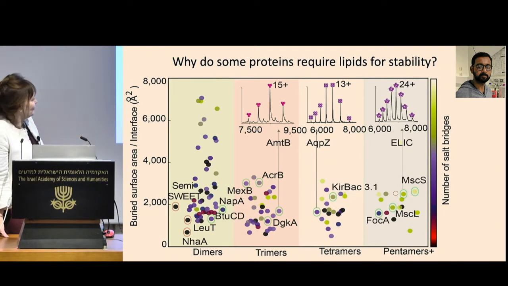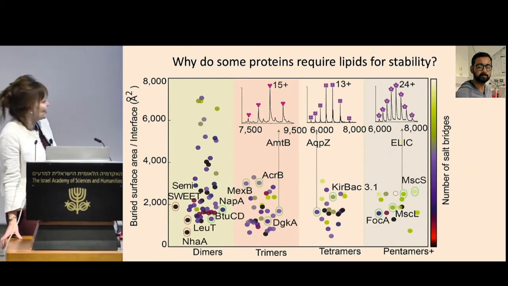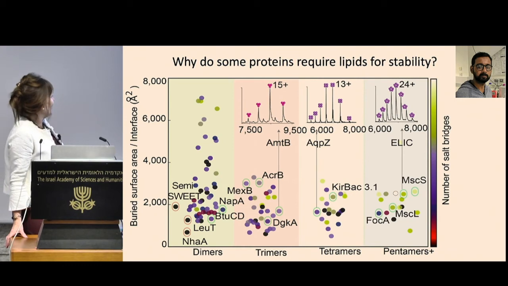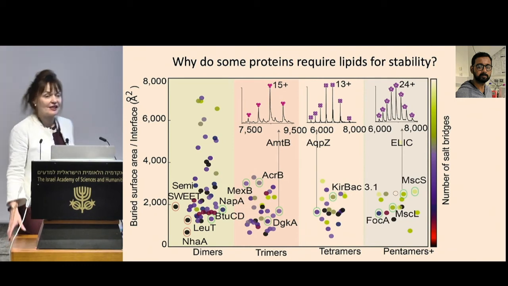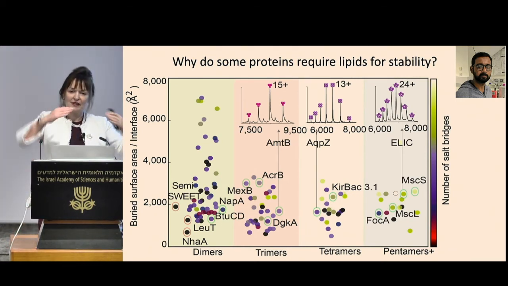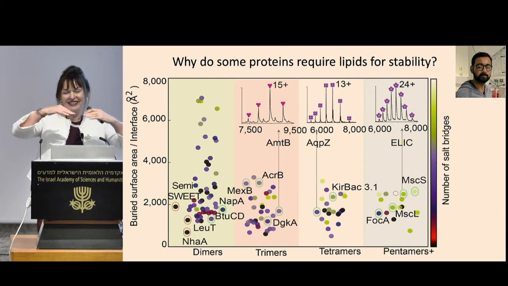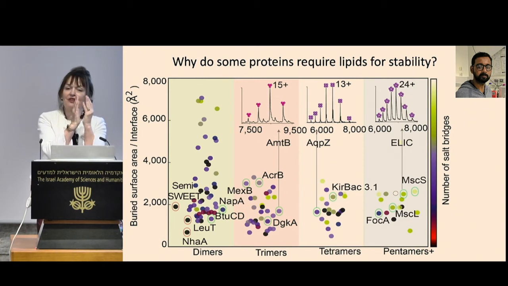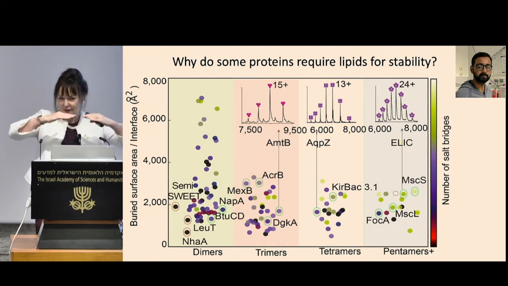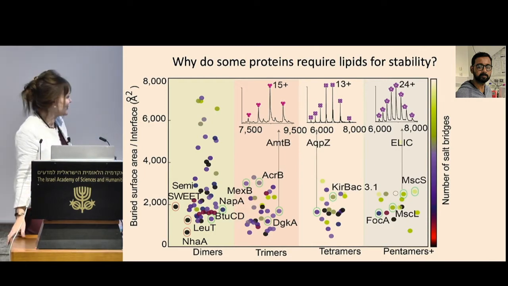But there were some in this corner here which had a very low number of salt bridges, that's denoted in black, and very little buried surface area. So if you think of a dimer that's sort of end on, it might require lipids to mediate its interactions, whereas if you have a dimer like that with masses of buried surface area, perhaps lipids would not be needed. That was the hypothesis.